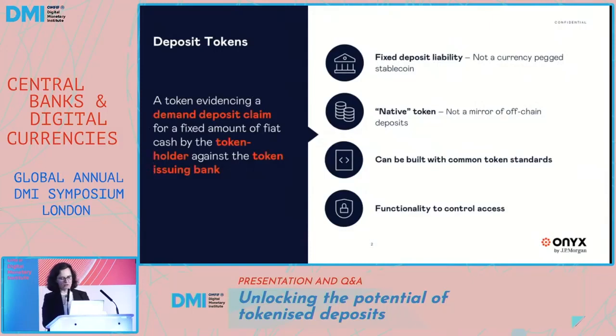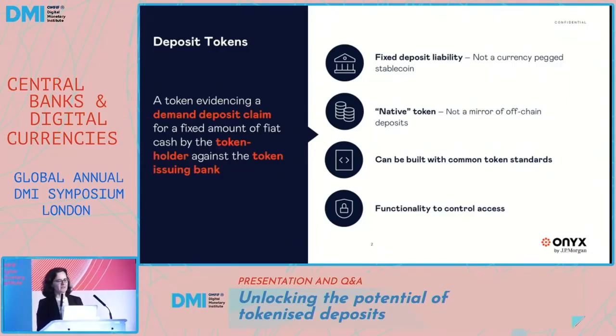So what is a deposit token? A deposit token is a demand deposit claim against the issuing bank by the token holder. We believe a native token would be more efficient versus a non-native token. What do we mean by this? A native token is represented on the blockchain, where the blockchain is the ledger, as opposed to being a mirror of an off-chain platform. This is similar to the difference between a tokenized security, where the token represents a security off-chain, versus a native security token issued directly on the blockchain and recorded on the blockchain.